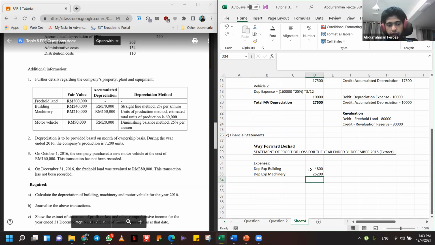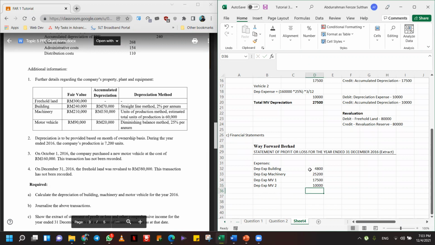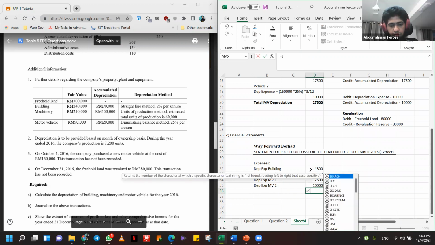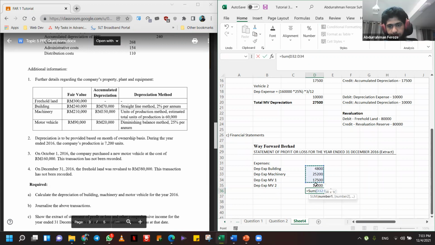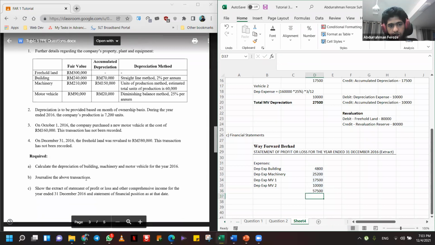Okay, 25,200. Then we have depreciation expense, MV1. This is 17,500. And then you have depreciation expense, MV2. This is 10,000. Okay, so yeah.